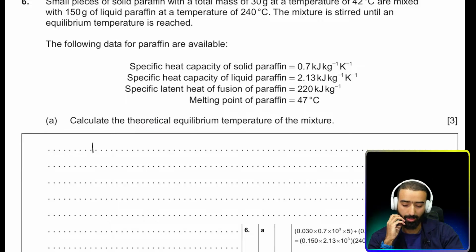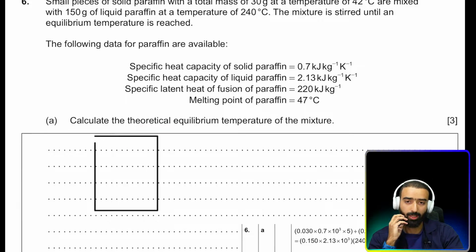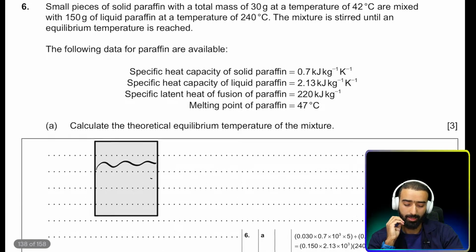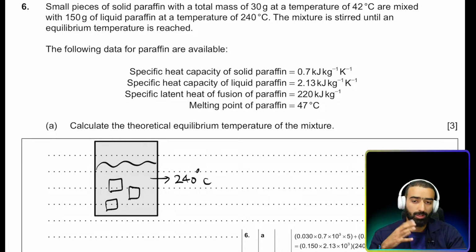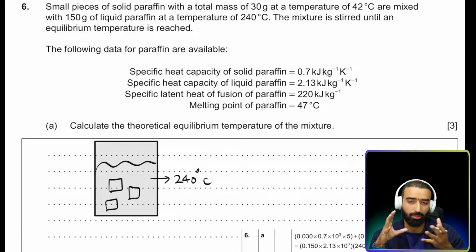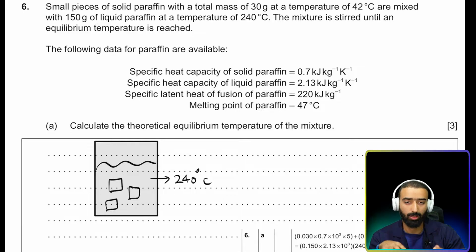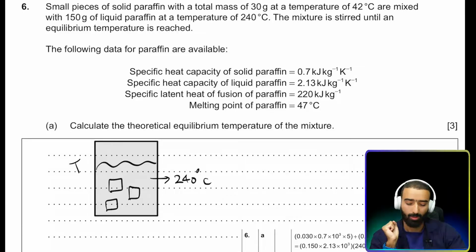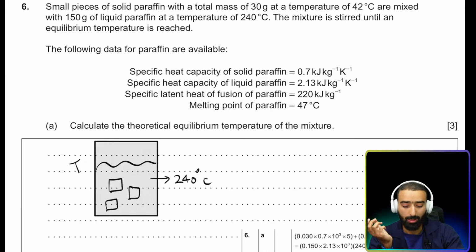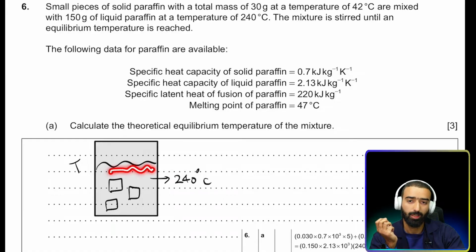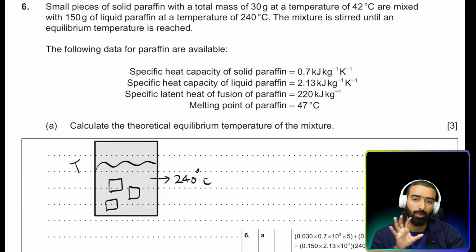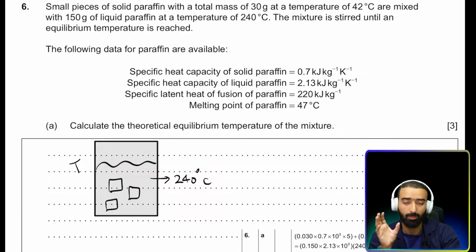So we have a liquid container that has a liquid paraffin at temperature 240 degrees Celsius. And we mix in some solid paraffin blocks in it. And what's going to happen? The solid paraffin blocks are going to heat up. We're going to get an equilibrium temperature T. All right. So the amount of heat lost by the fluid is going to be gained by the solid blocks. So how much heat will they gain?